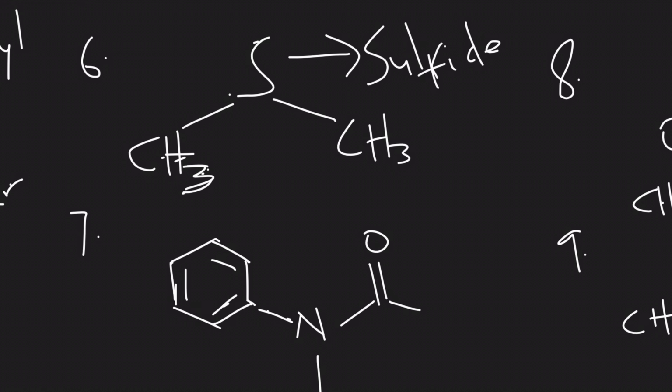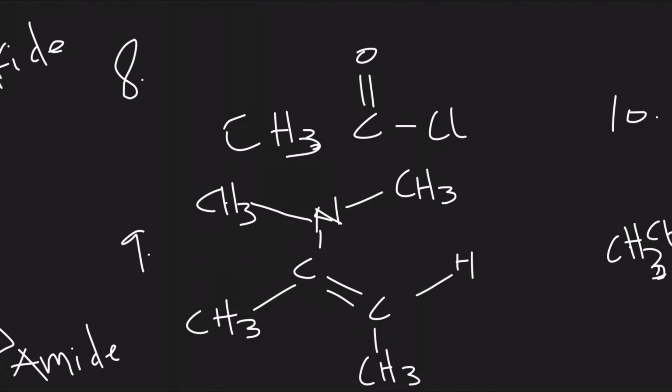Now for number 7, we have a benzene ring, a nitrogen bonded to a carbon with a double bond O. Does that ring any bells? If you are thinking about an amide, then you are right, because it's an amide, because it has a nitrogen bonded to a carbon that has a double bonded O. Beautiful.